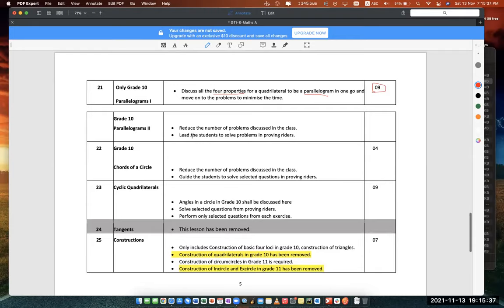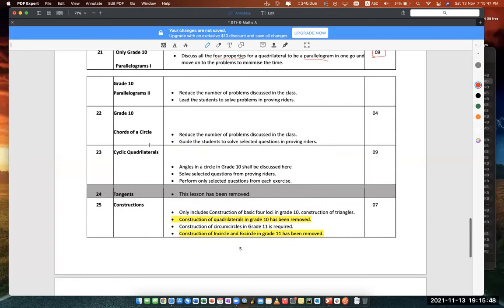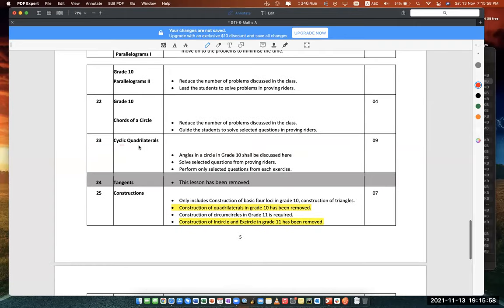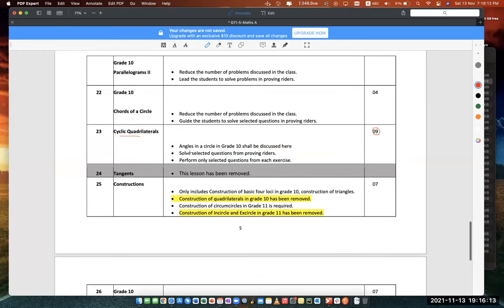Parallelograms 2 reduces the number of problems discussed in the class and leads the students to solve proving riders. So in parallelogram 2, the proving part is important. Then chords of a circle in grade 10, again, they have specifically mentioned to follow this one in grade 11. Then cyclic quadrilateral, you can see they have allocated 9 periods. So there's a high probability that you will get a cyclic quadrilateral question in the exam. Then angles in a circle in grade 11 shall be discussed here, so grade 10, then solve selected questions. Still, cyclic quadrilateral is important.